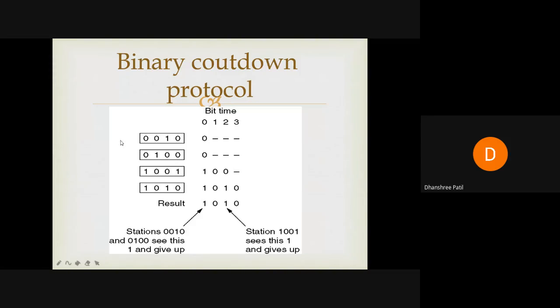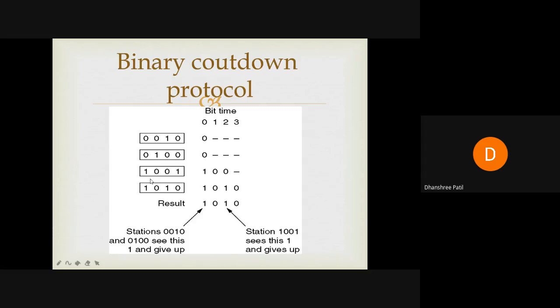You can see here, suppose four stations are there and they want to use the channel or send a frame. So they have broadcast their addresses as binary addresses. It is assumed that all the addresses are of the same length. You can see here every address is of the same length, and the bits in each address position from different stations are Boolean ORed. Now how they transmit the frame, I'll tell you in short.